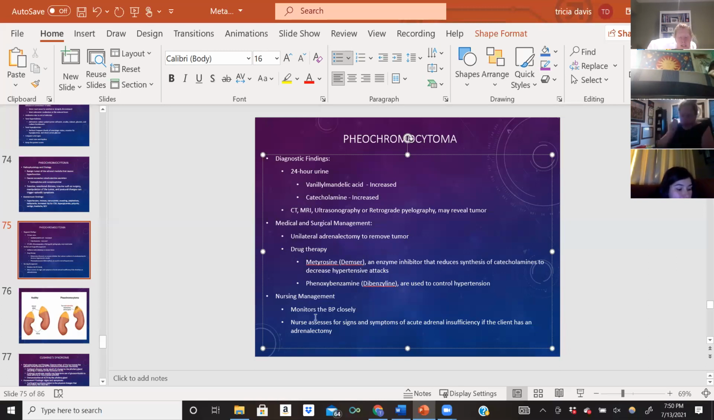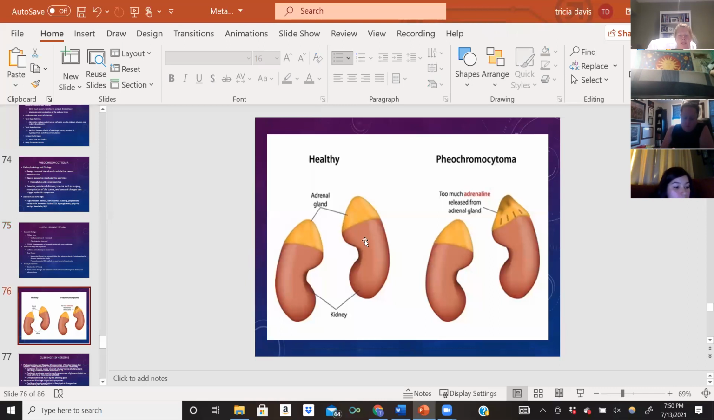So obviously, as the nurse, we are going to be doing frequent vital signs. We're really going to be taking a look at that blood pressure. We're going to assess for signs and symptoms of that insufficiency if we know that they've had an adrenalectomy, because we know what can happen. So this is your healthy kidneys and your adrenal glands on top. This is what it looks like here on the right if we have too much adrenaline that is released from that adrenal gland.